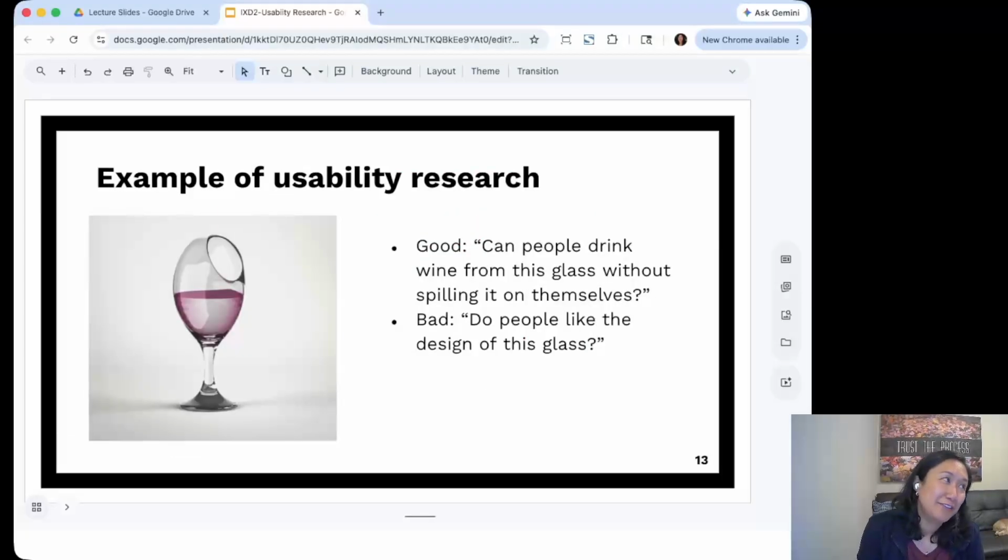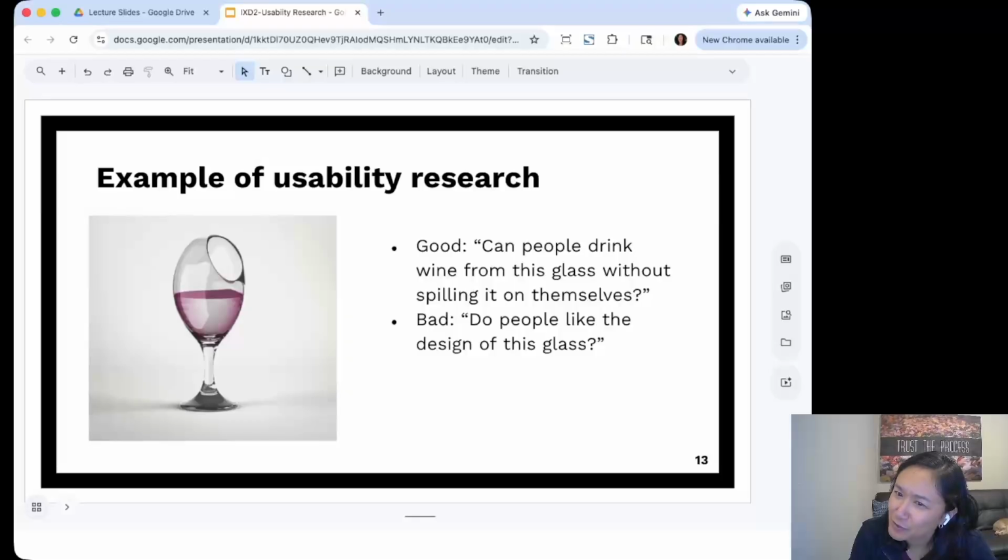So here are some examples of usability research. There's this wonderful glass here for wine. A good usability research study can answer: can people drink wine from this glass without spilling it on ourselves? That would be an example of something that you can study and test and write tasks around to learn whether or not they can or can't.